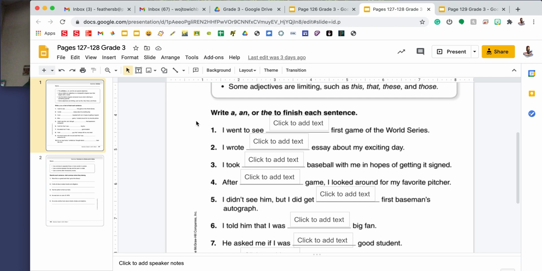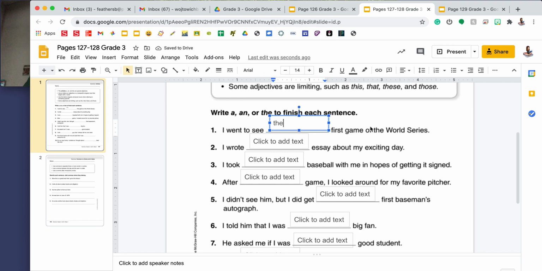Number 1 says, I went to see blank first game of the World Series. Because it is a specific game, I need to use the word the. Also, it is the article that makes the most sense. I went to see the first game of the World Series.